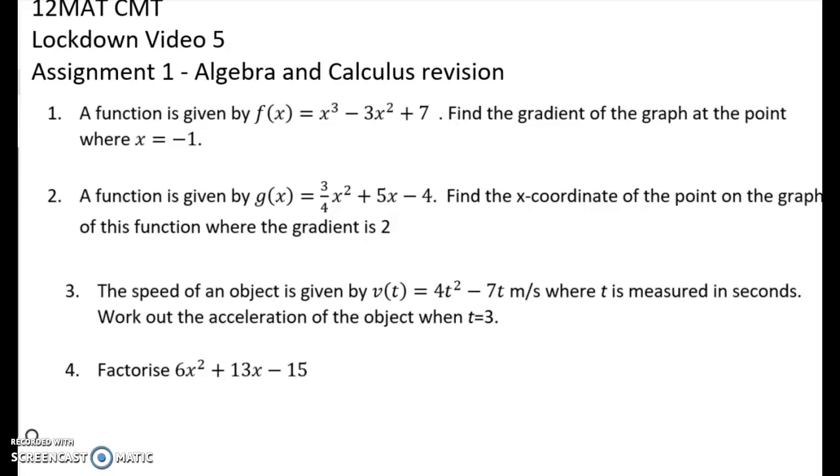Kia ora Year 12. In this video, I'm going to quickly go through the answers to the assignment that I posted this morning on Algebra and Calculus revision.